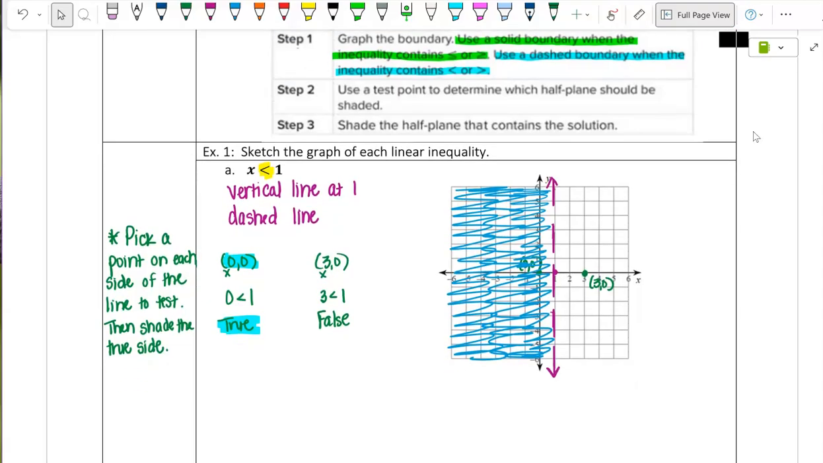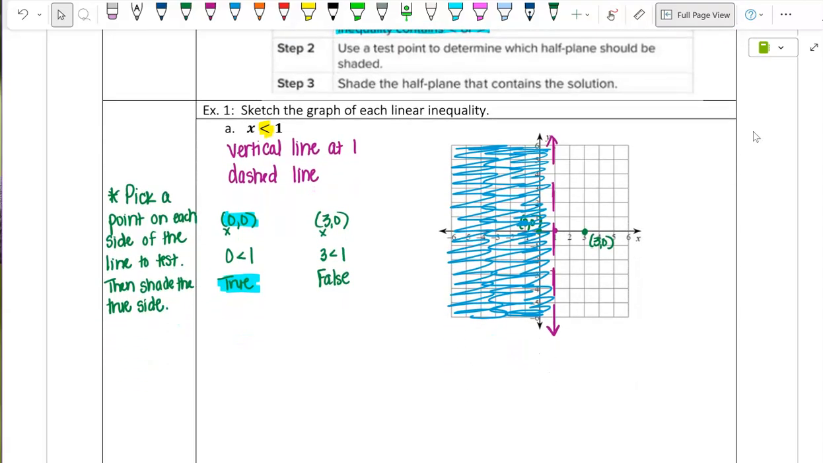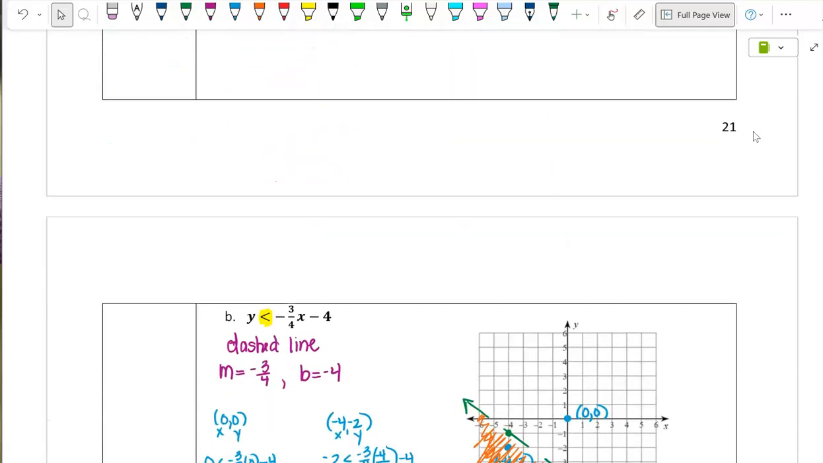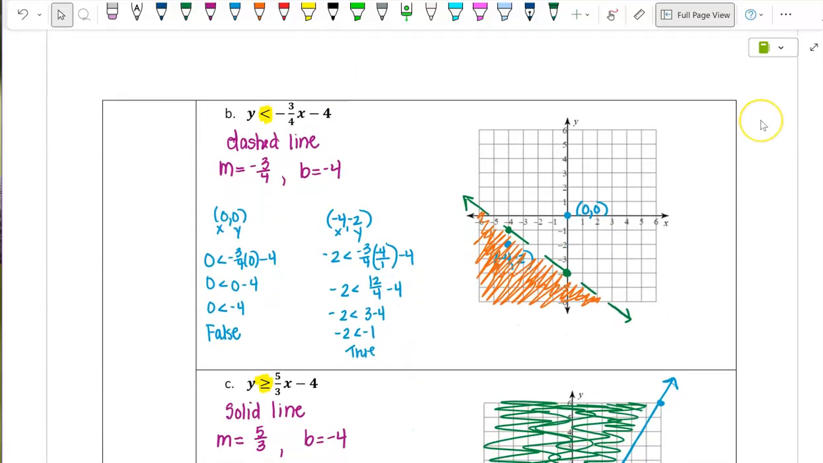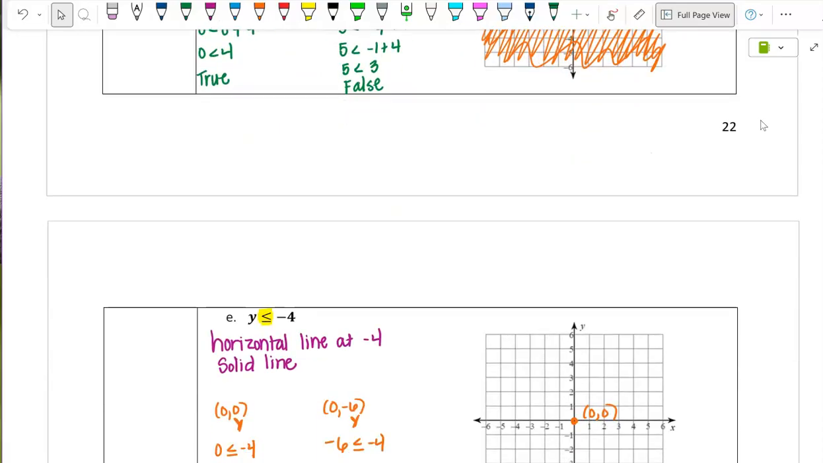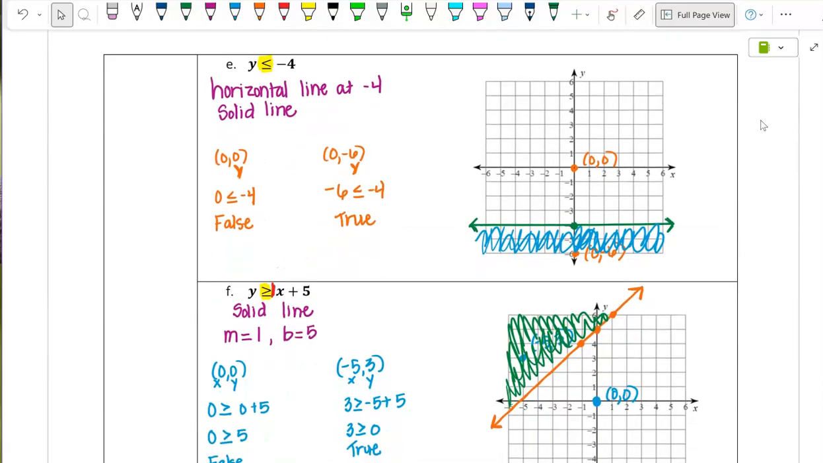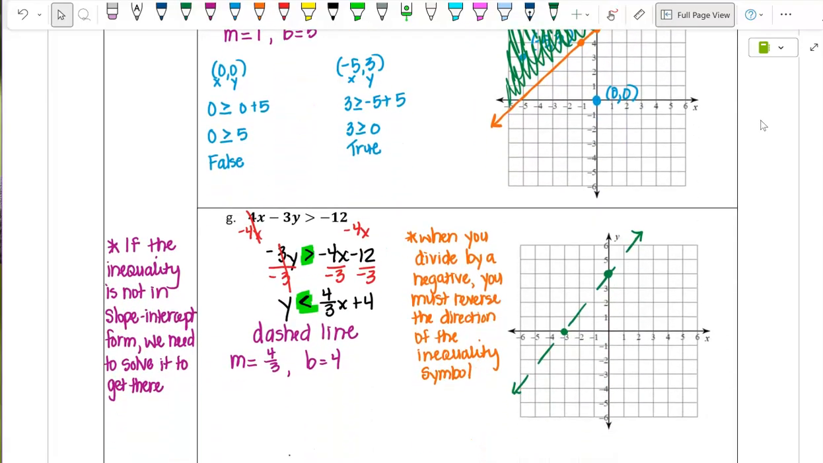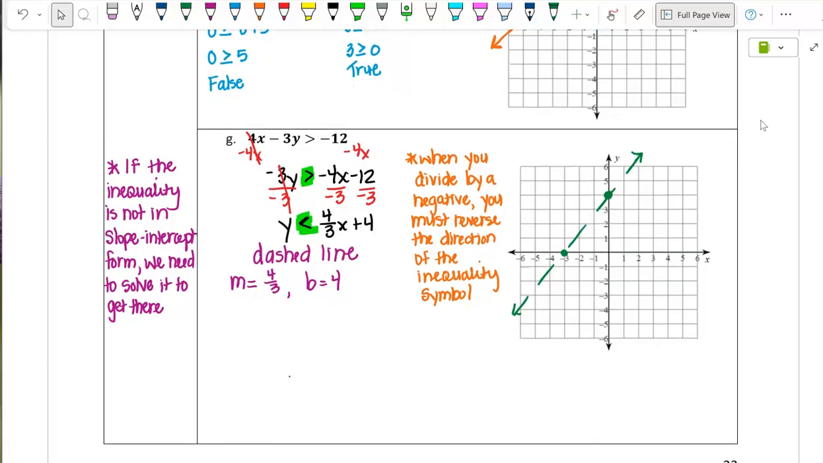So we looked at some questions. We looked at a vertical line, how we would do it if there's only an X. Then we started looking at some that are in slope-intercept form. They were already in slope-intercept form for us. And then we looked at one where there was just a Y and not an X, and that's a horizontal line. And then on problem G, we were working on this one. We just need to finish our shading here.